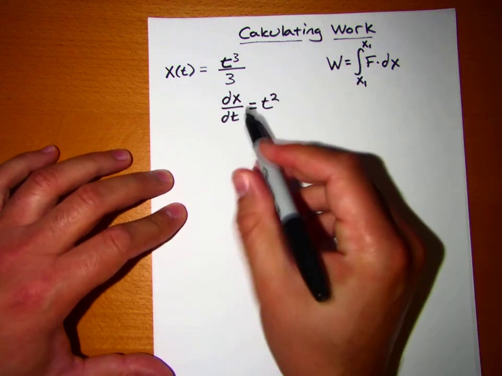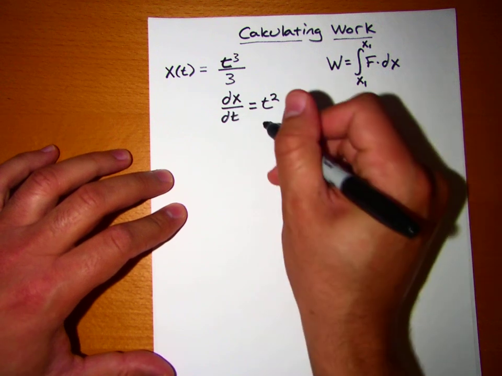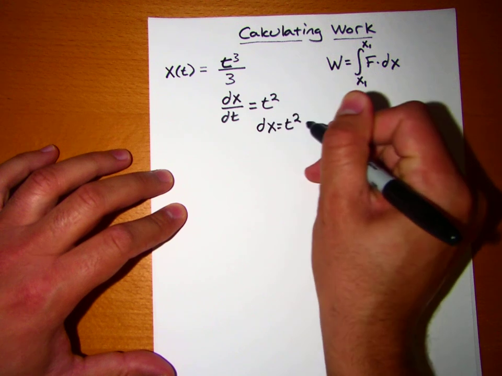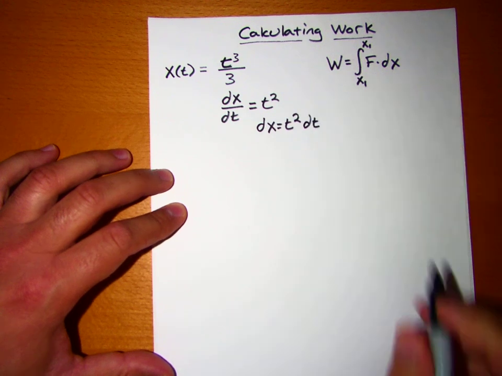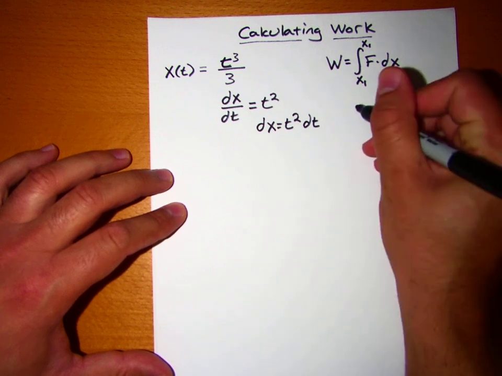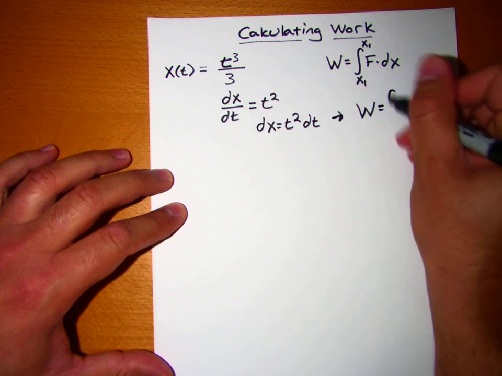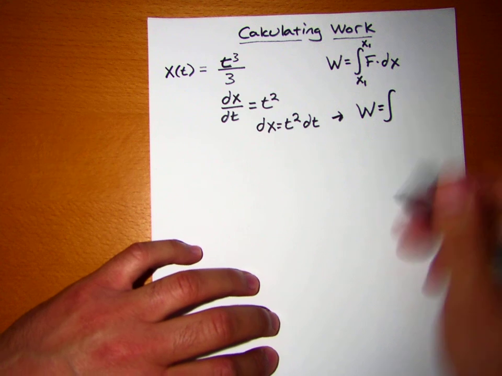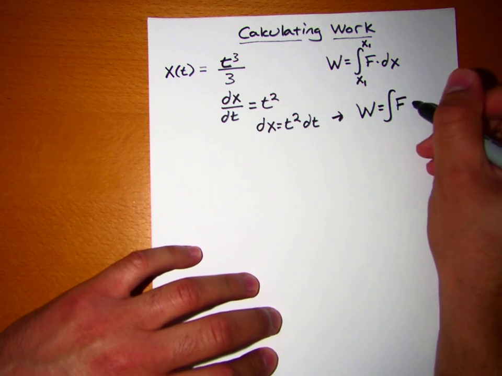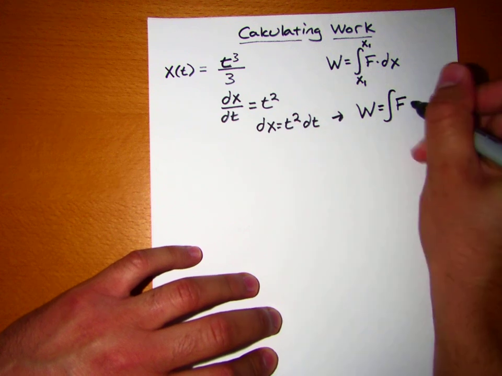And if we treat this derivative like a fraction, which you can actually do, you multiply through by dt, and you get dx is equal to t squared times dt. And we can substitute this expression into the integral. So we are changing the variable of the integral by way of substitution, so that work becomes the integral of force times dx, which is actually equal to t squared times dt.